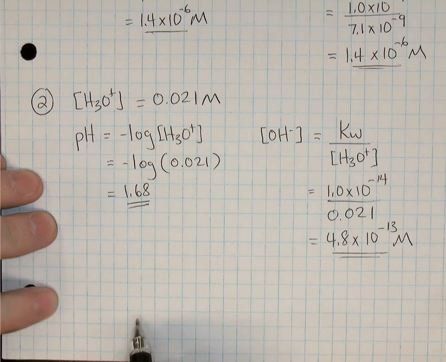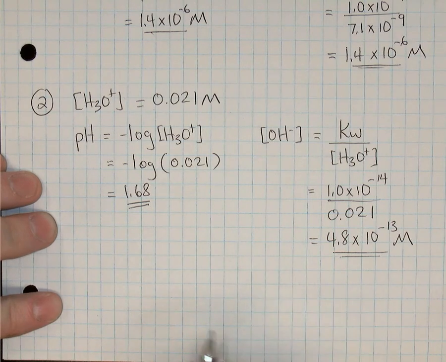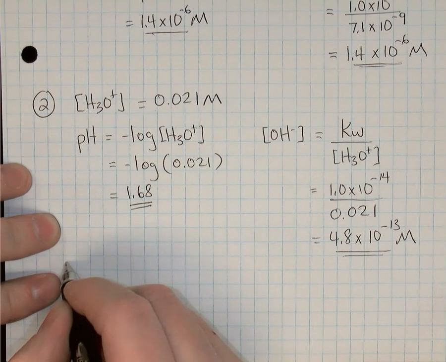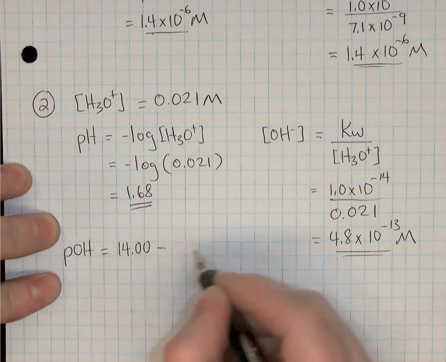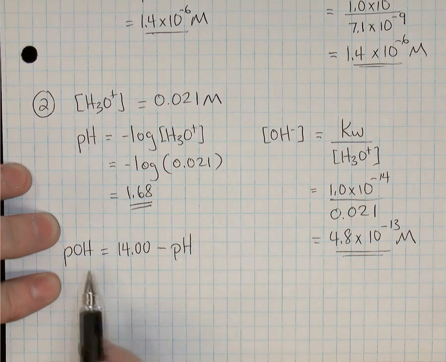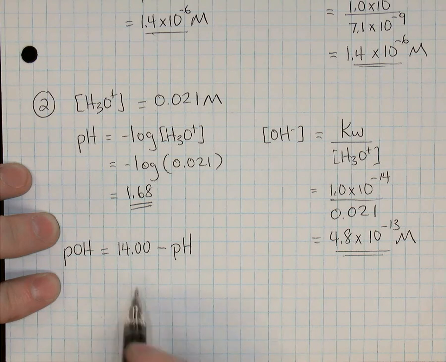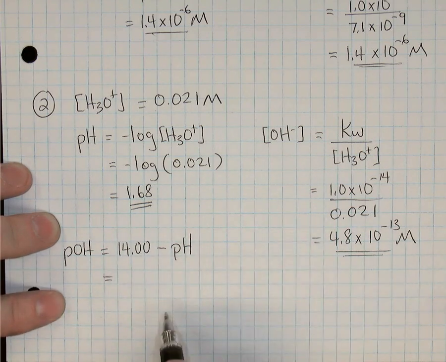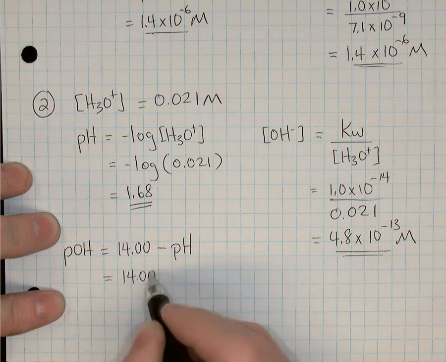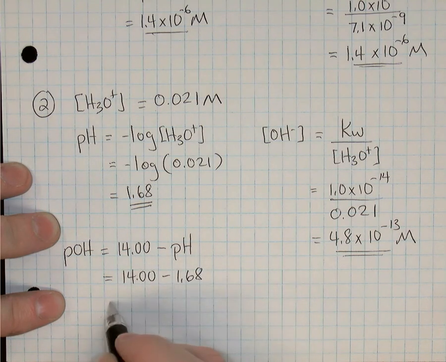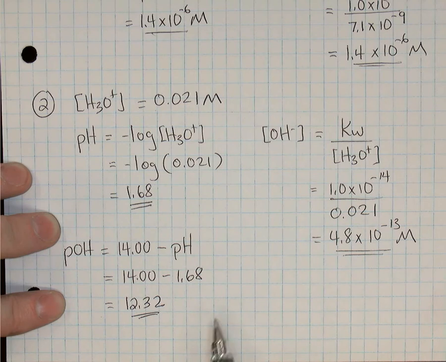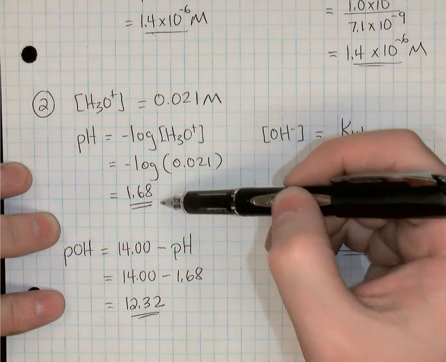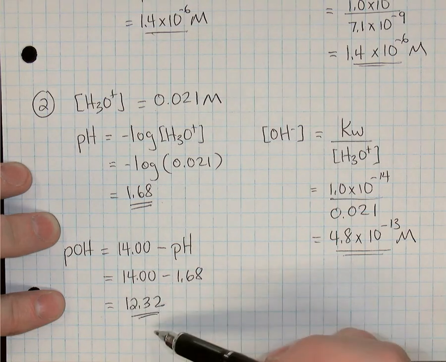Now the last thing I needed was the pOH, and we have two ways to find it. If you know the pH value already, we have it right here, then we could say that the pOH is equal to 14.00 take away the pH, since the pH and pOH add up to 14, again at 25 degrees Celsius. So that's going to be 14.00 minus 1.68, which is going to be 12.32 will be the pOH. So again, notice that when the pH is low, the pOH ends up being high.